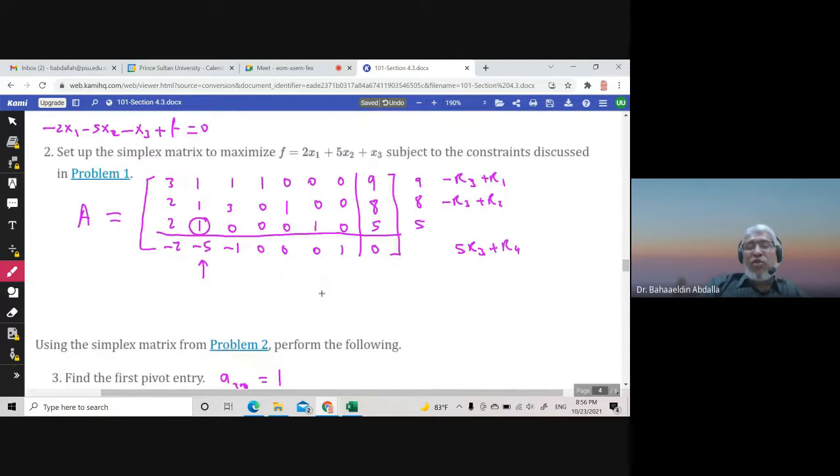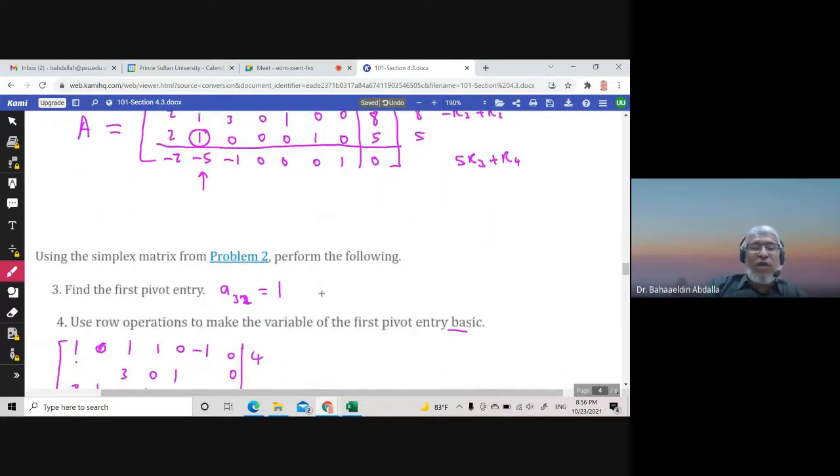The second row also, -R3 plus R2. -2 plus 2, that's 0. -1 plus 1 is 0. And -1 plus 0 is -1. And -5 plus 8 is 3.